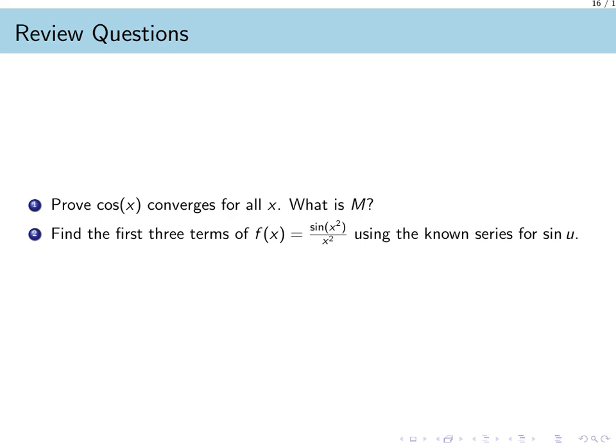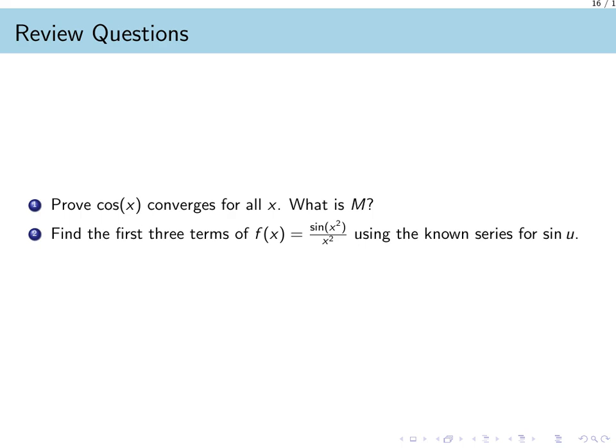Let us pause here and work through a couple of questions to solidify our understanding of Taylor series convergence and manipulations. The first question asks you to prove that the Maclaurin series for cosine of x converges for all values of x. This proof closely follows the one we just saw for the sine function. It also asks for the value of M, used in the remainder estimation theorem. To find M, consider the derivatives of cosine of x and determine the maximum possible value their absolute value can take.